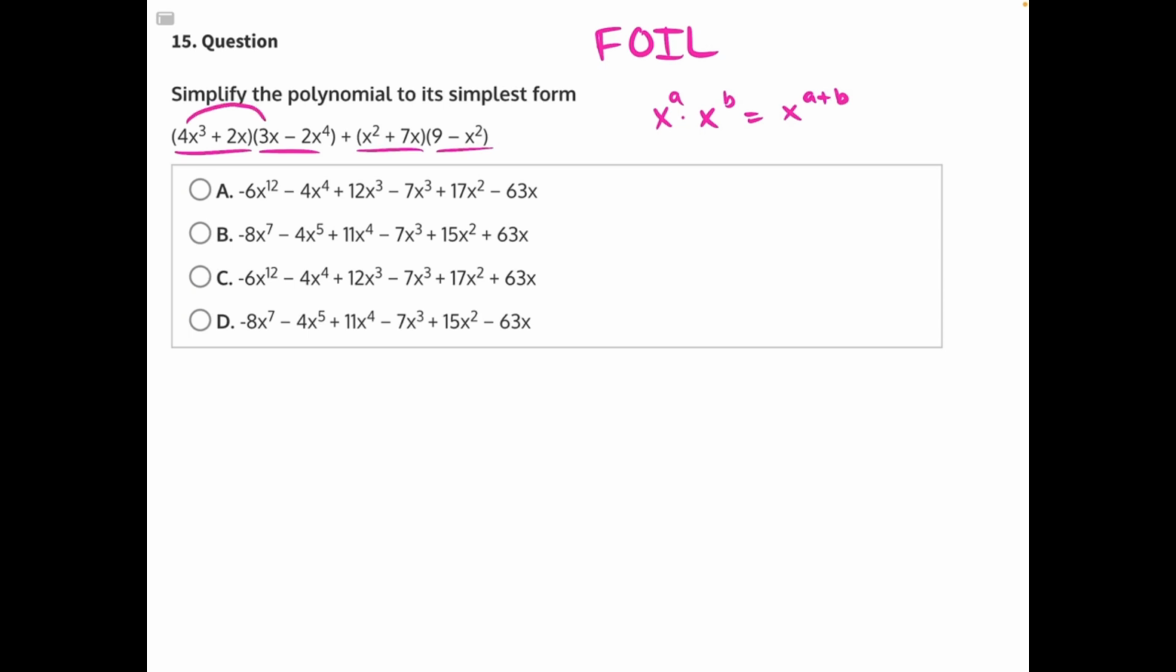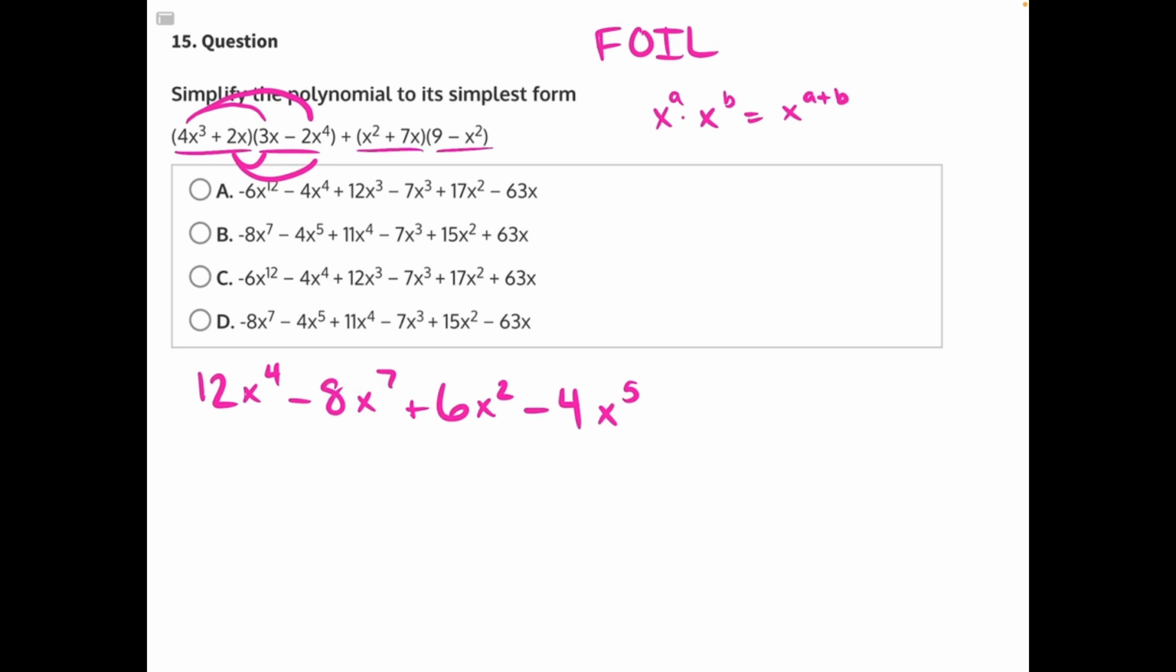We have 4x cubed times 3x. So let's do those coefficients first. 4 times 3 is 12, and then the variables. X to the 3 times x is x to the 4. Then we can do our outer terms. 4 times negative 2 is negative 8. X cubed times x to the 4 will be x to the 7. Then our inner terms. 2 times 3 is 6, and then x times x is x squared. Our last terms, 2 times negative 2 is negative 4. X times x to the 4 is x to the 5th.